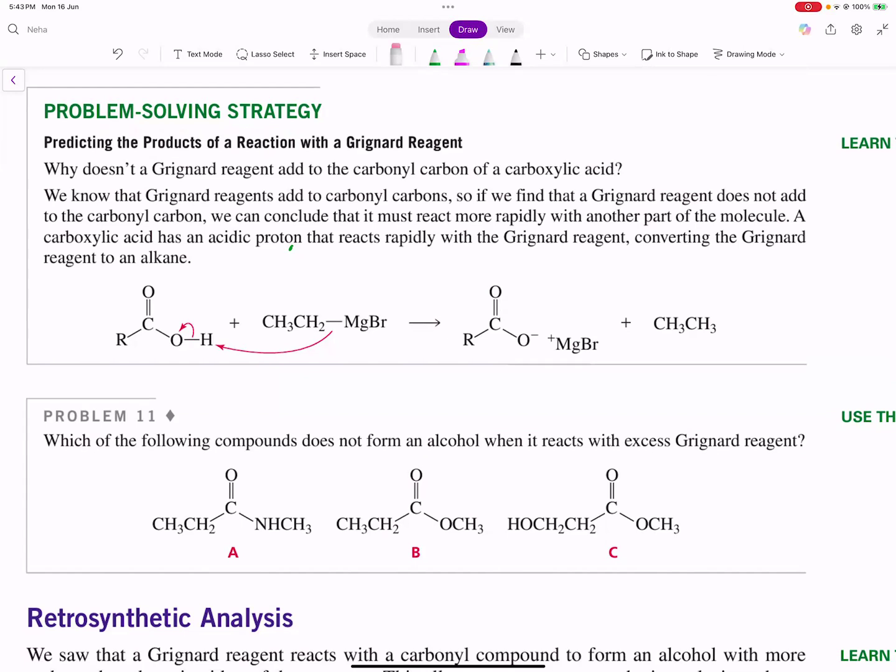Which of the following compounds does not form an alcohol when it reacts with the Grignard reagent? So you tell me, we'll do this quickly in the 11th. If there is an acidic hydrogen, then the Grignard reagent will not be able to attack. So in this, Grignard will pick this proton and will be destroyed, right?